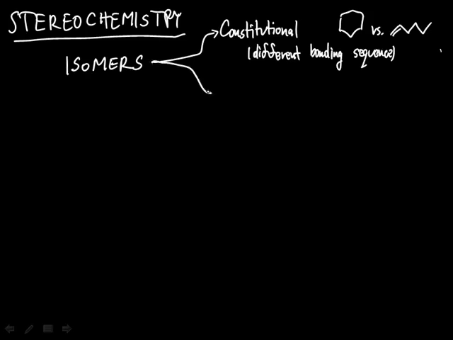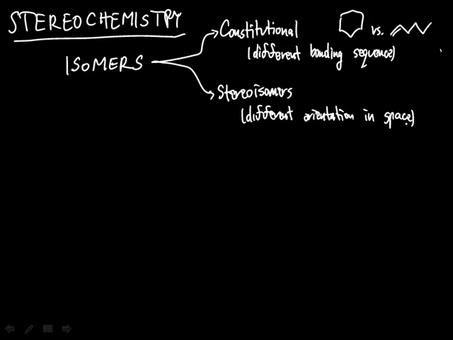And the other type of isomers were stereoisomers. These had the same bonding sequence, but different orientation in space of different parts of molecules. We also introduced 2 examples, one being trans-2-butene and the other one being cis-2-butene, where the bonding sequence is the same, it's just that the orientation of these groups in space is different.